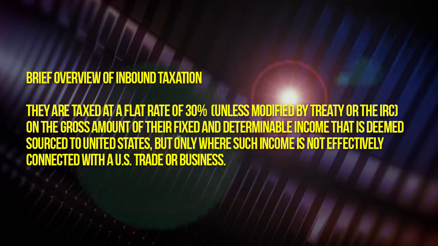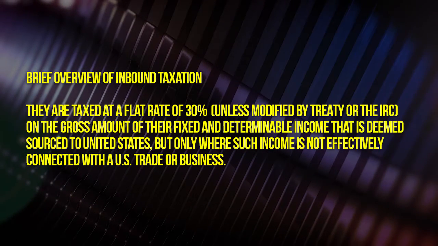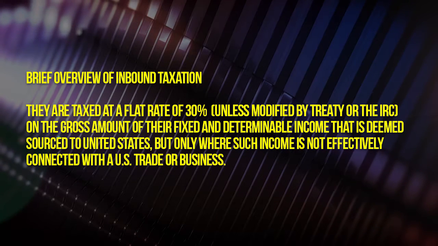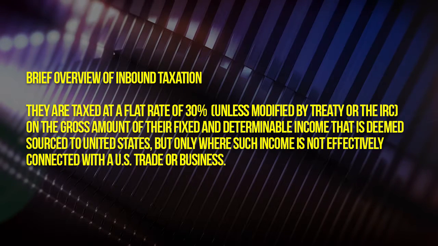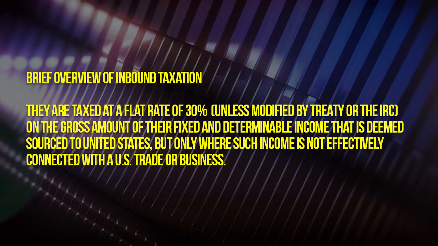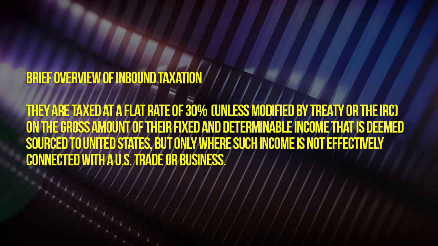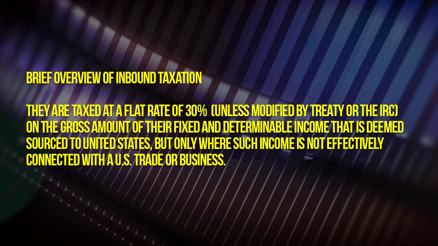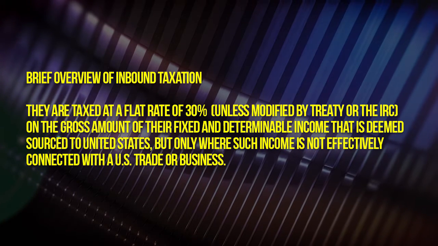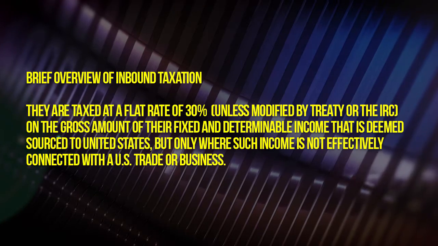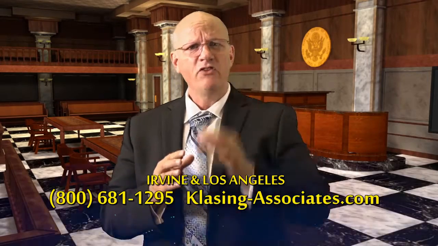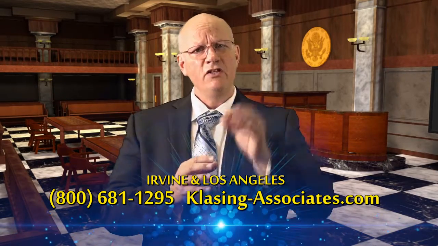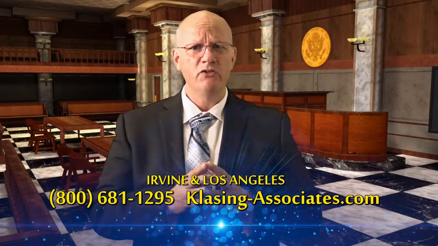Where a non-resident individual or a foreign entity is generating income in the United States that is deemed not to be from a trade or business and not effectively connected with the U.S. trade or business, that income is taxed at a flat 30% rate on the gross income. All related expenses are ignored. Generally, this type of income is considered FDAP, fixed, determinable, and periodic. It's taxed at a flat 30% rate on gross income. All expenses are ignored. And this 30% rate can be modified by treaty.